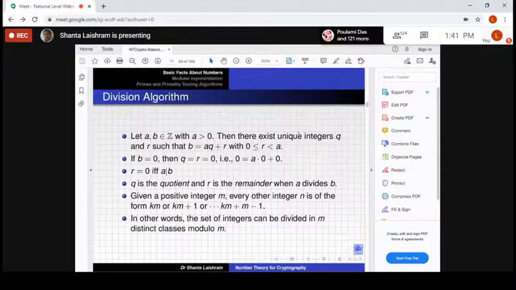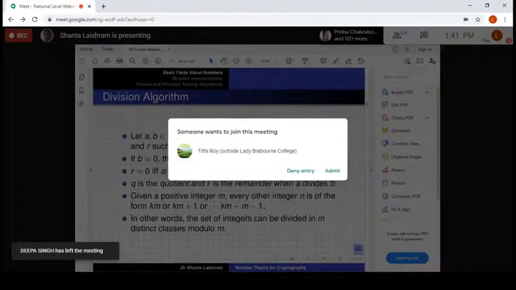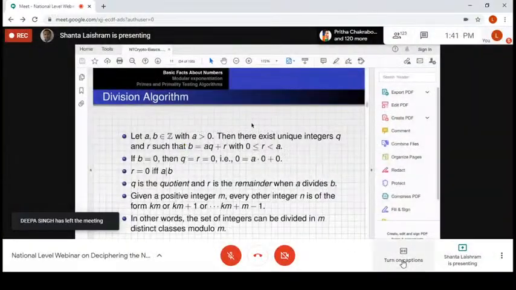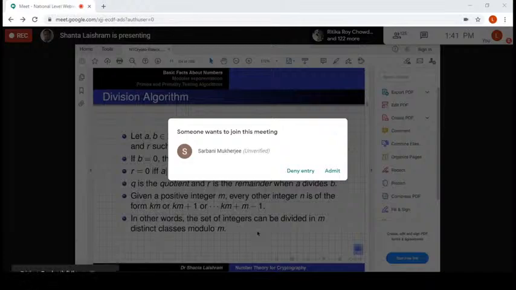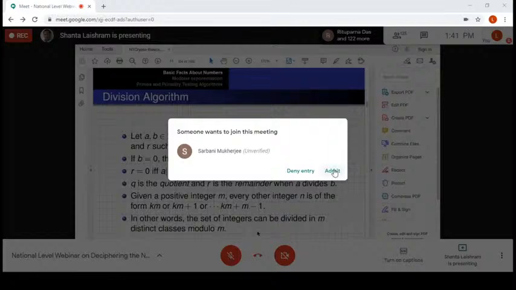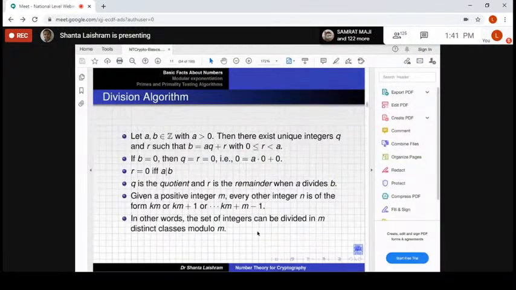So why I'm bringing up the division algorithm is that, as I showed in the previous slide, if you know the factorization, the GCD can be computed very easily. But if the numbers are large, it's not easy to factor. So in that case, can you find an easier way to find the GCD of two numbers? Here we need the division algorithm. One takeaway from the division algorithm is that you can divide the set of integers into equivalence classes. For every positive integer M, every integer will be of the form KM or KM plus 1 or KM plus 2 or KM plus M minus 1.